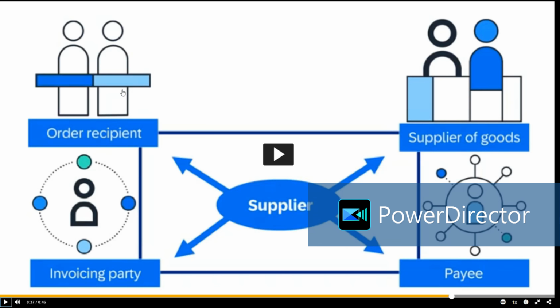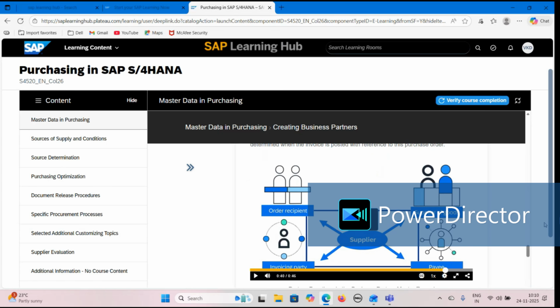The order recipient means they are receiving the purchase order. The purchase order may be received at the head office, and supply of goods will be done from their manufacturing site or plant. The invoice will be received again by the headquarters. Payment may go to the invoicing party, or it may again go to the order recipient only. So it all depends on how the vendor we are interacting with is set up. Accordingly, we can change it, we can customize the partner roles.